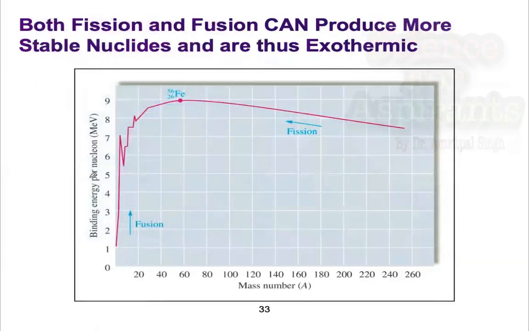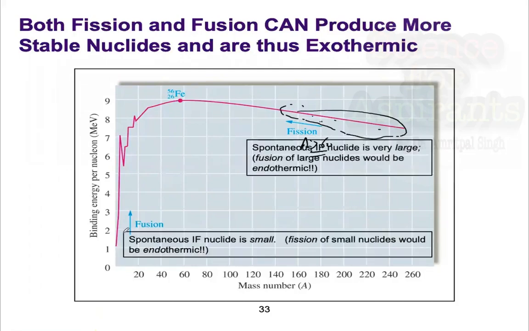So all those nuclides lying in this region, having A greater than 60, are more favorable for fission, spontaneous fission phenomena, and all these nuclei are more favorable for fusion phenomena. So in both these cases, the reaction would be endothermic.